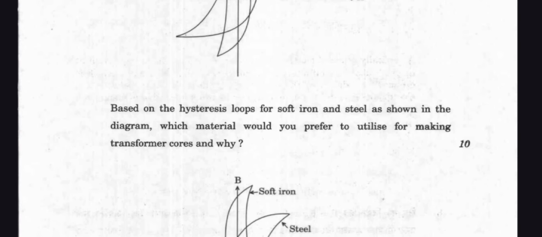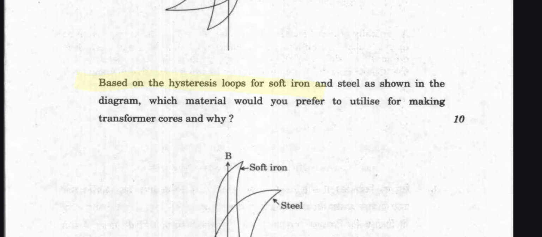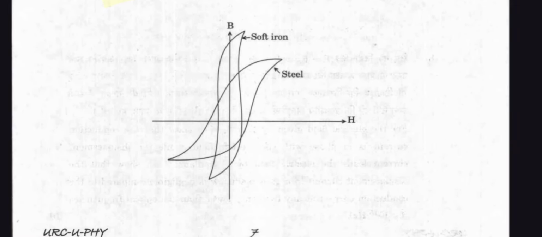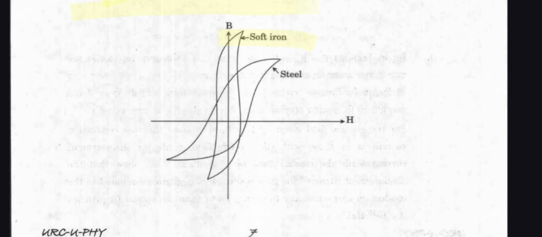So here, based on the hysteresis slopes for soft iron and steel as in the diagram, which material would you prefer to utilize for making transformer cores and why? The soft iron. So this is the diagram figure.